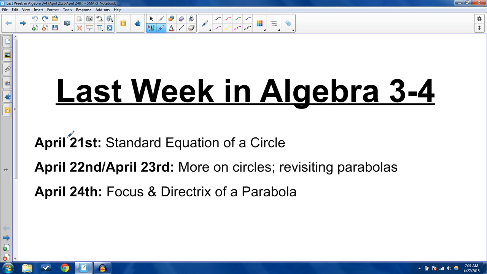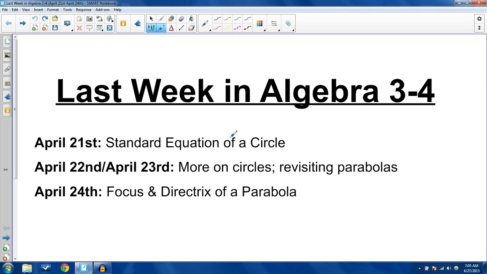We're looking at the last week in Algebra 3-4, from April 21st, that was a Tuesday, to April 24th on a Friday. We tested on Monday, April 20th, I do believe, from the last chapter. This is your last chapter, and looking at this last week, there's not much to cover. I will go through some example problems.